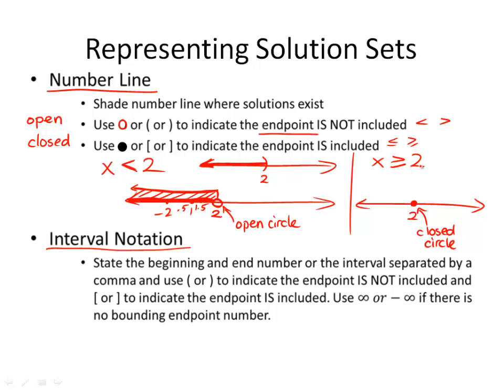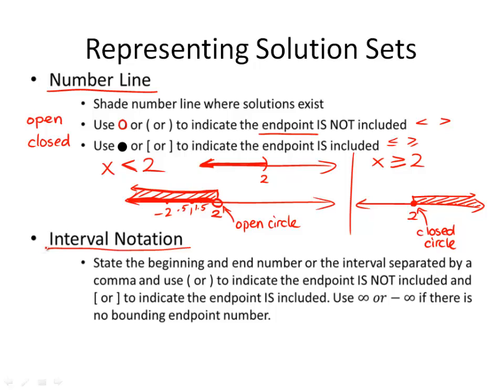Now, for x greater than or equal to 2, we want to shade in all the points that will be bigger than 2 and including 2. And so this diagram represents all the numbers that are greater than or equal to 2. Sometimes we don't want to draw, and we just want to type the answer in or something.